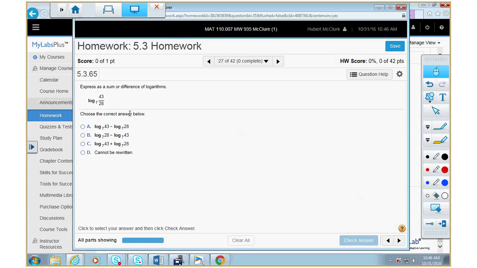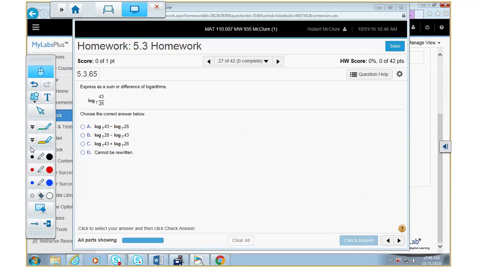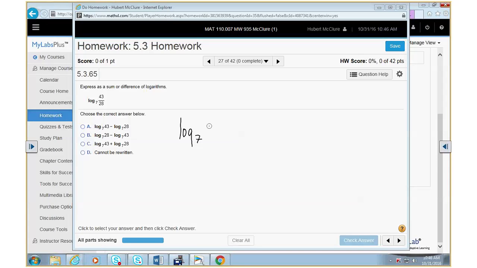We did a couple of these last week. So what would this one be? What law would this one be? What property? Quotient rule. So do it. That's going to be log base 7 of 43 minus log base 7 of what? 28. I think we did this one.